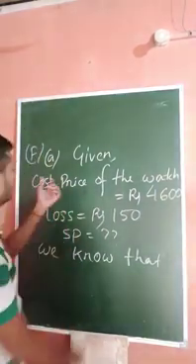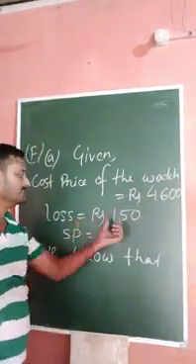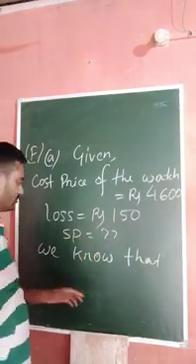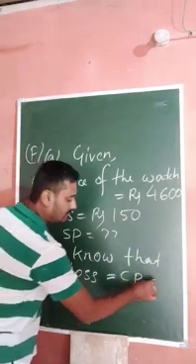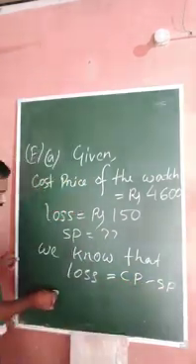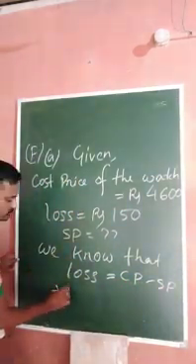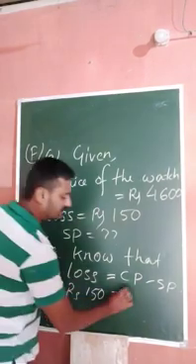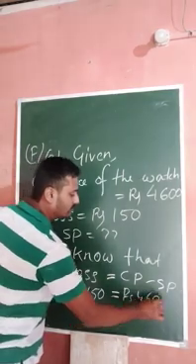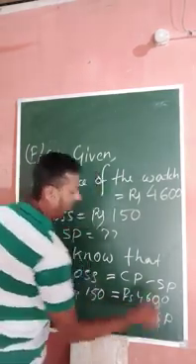So in this question, cost price is given, loss is given, so we have to find selling price. So we know that loss equal to CP minus SP. Loss is given, rupees 150. Again CP is given, rupees 4600. SP we have to find.